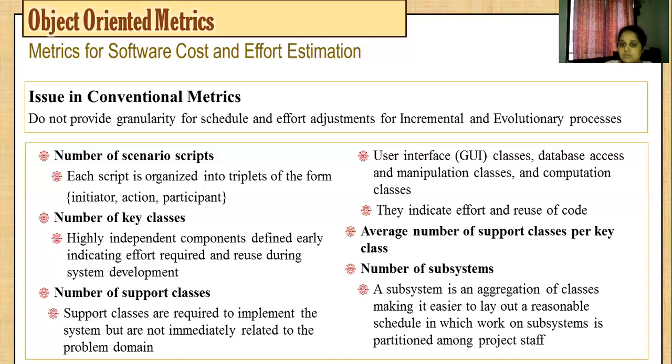And number of subsystems. So subsystem is nothing but an aggregation of classes. So aggregation of classes is nothing but you are having a class which is having another subclass inside it as part of that class. Okay, so if I'm saying a document, then a paragraph will be something inside a document. So it is talking about these kind of subsystems. So if a project has such kind of subsystems, then it is partitioned into those subsystems and distributed among different staff members. So this is how object-oriented metrics will work.